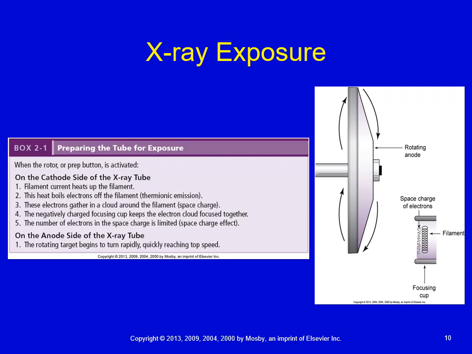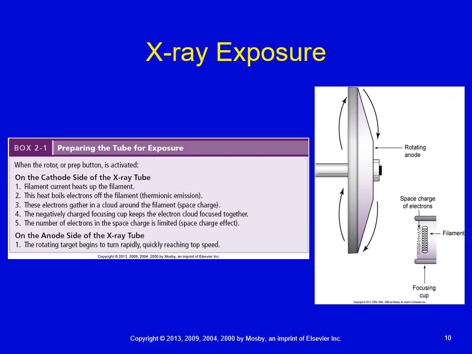What happens is when we press that prep button, the rotor is activated. So that means that the rotor starts to spin on the anode side. On the cathode side, something is also happening. We are now applying amperage to the filament, so it's getting heated. As it's getting heated, the electrons are being boiled off in that process of thermionic emission that we talked about a little bit earlier. Those electrons will sit right there at the cathode, so they're going to gather in a cloud called a space charge.